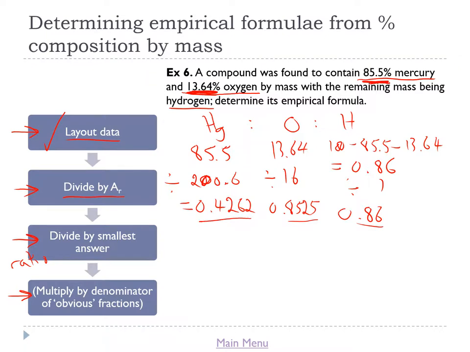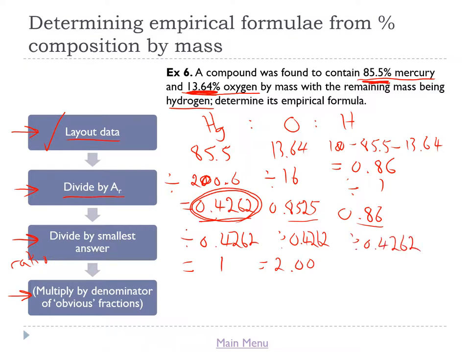However, if you're not sure, the way to get these into a simple ratio is to divide by the smallest answer. Okay. And if you do that, you would have 0.4262 divided by 0.4262, which clearly equals 1. 0.8525 divided by 0.4262 equals 2.00. And 0.86 divided by 0.4262 equals 2.01, i.e. it basically equals 2.